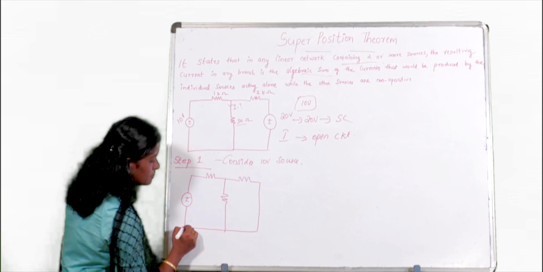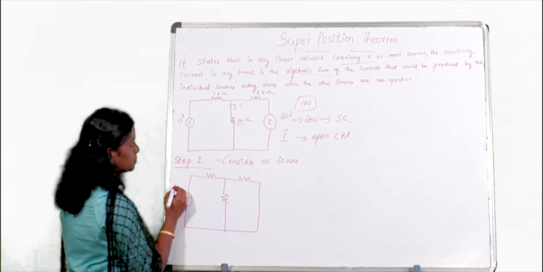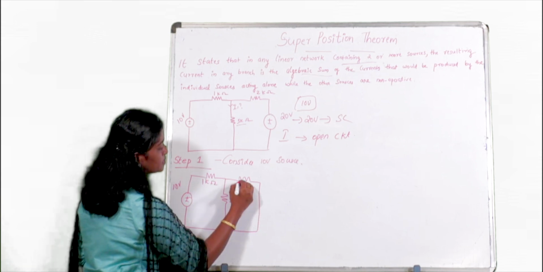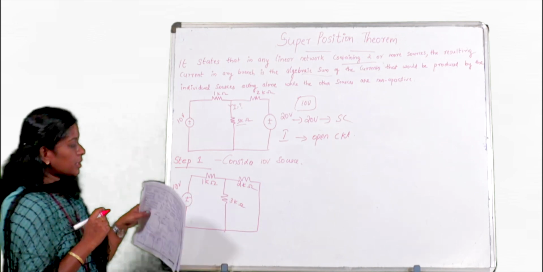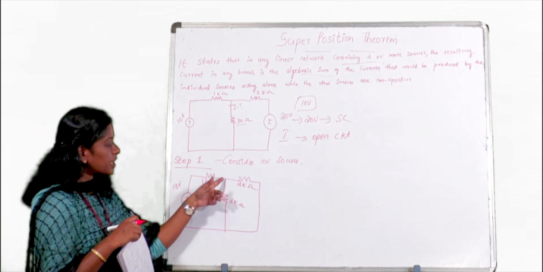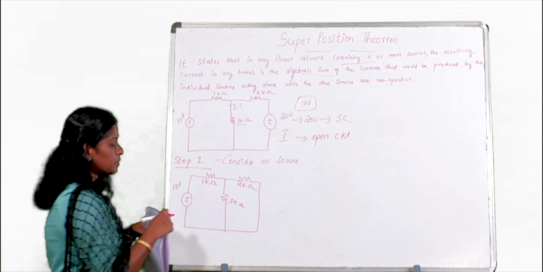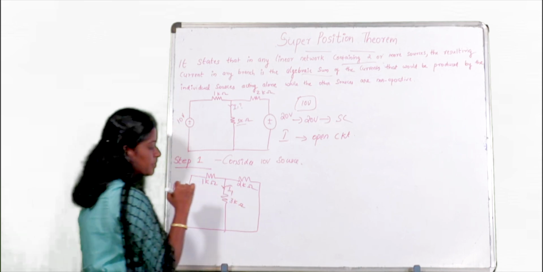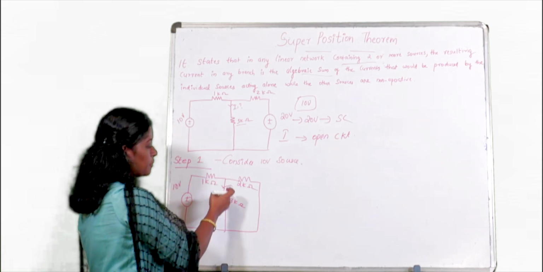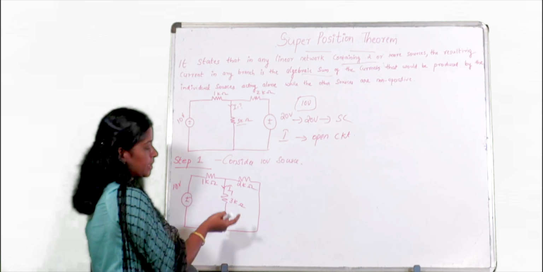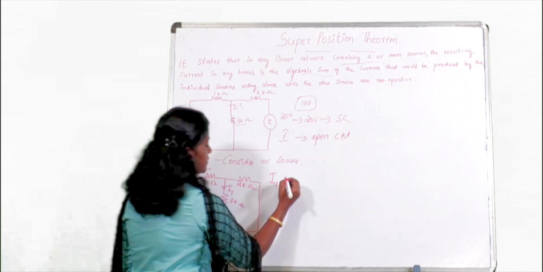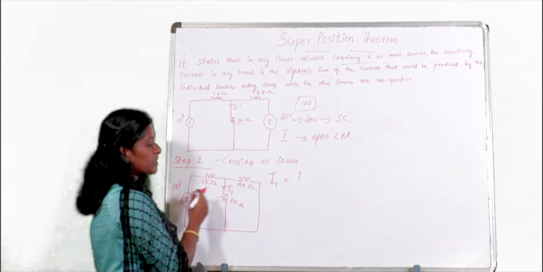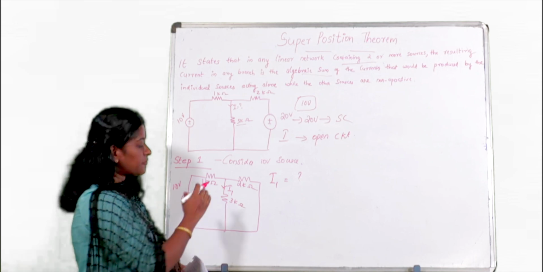First I am considering the 10 volt source and redrawing the circuit. This time I short circuited this path. So again here is 10 volt, this is 1 kilo ohm, this is 3 kilo ohm, this is 2 kilo ohm. Now we want to find the current flowing through the 3 kilo ohm. Only one voltage source is present, and let this current be I1, the current flowing through 3 kilo ohm when the 10 volt source is acting. To find I1, we can simply apply the current division rule.